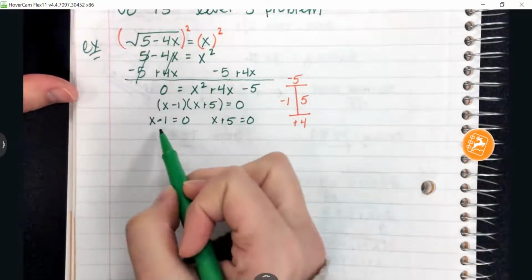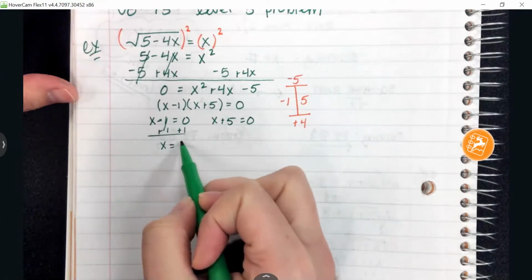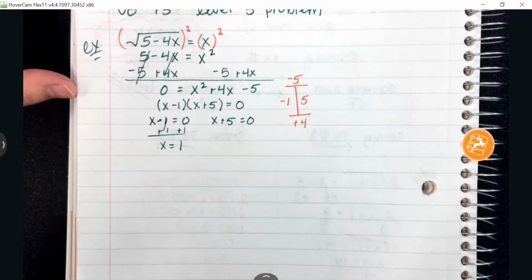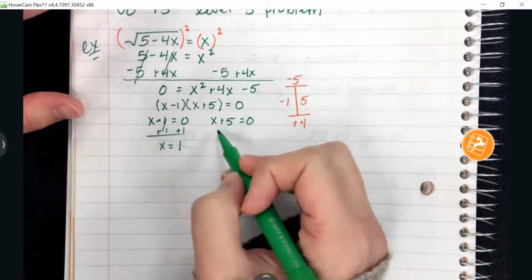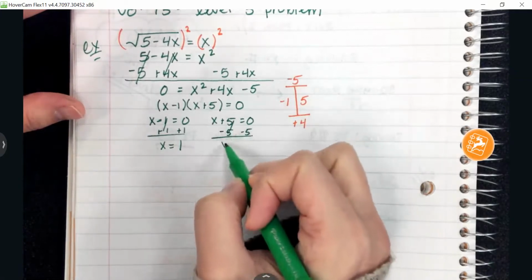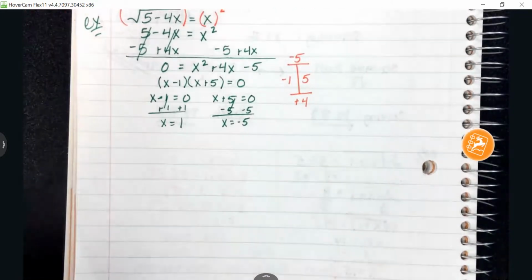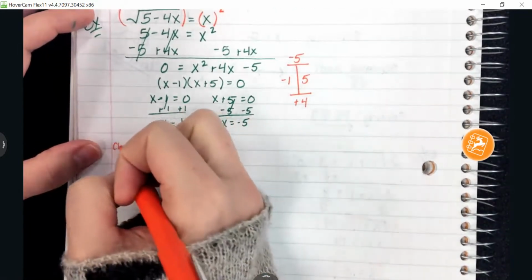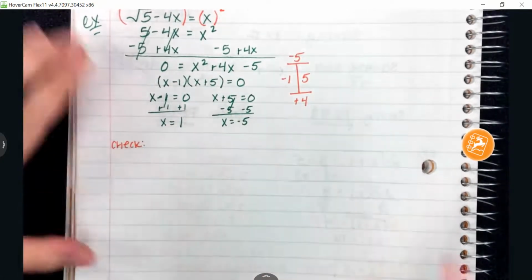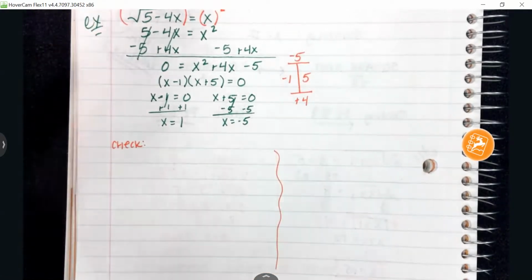Since I have a minus 1, if I add it to both sides, x equals 1. Do not box it. You have to check your work. And since I have an x plus 5, if I subtract 5 to both sides, x equals negative 5. So we need to check our work. Since we have two x's, we're going to need 2 different check stations.